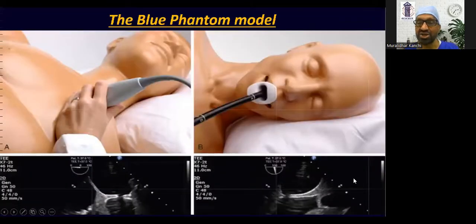The Blue Phantom training model consists of a life-sized mannequin with an oral cavity and esophageal conduit built in tissue-like consistency, with an anatomically correct non-beating model of the heart made of composite material suspended in the thoracic cavity and accurate surface anatomy from the outside. The main advantage of this simulator is the ability of the trainees to use an actual ultrasound system and TE probes for echocardiographic examination.